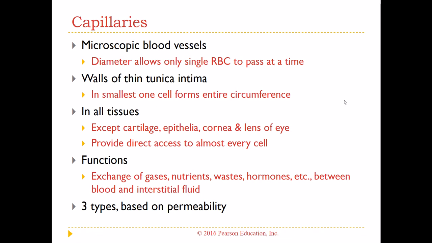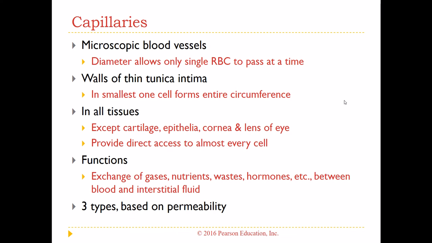In fact, some of them are so small that only a single red blood cell can pass through at a time. So we're talking incredibly tiny blood vessels. They have no tunica media, no tunica externa. All they have is tunica intima, and it's very thin, really just that one endothelial cell.